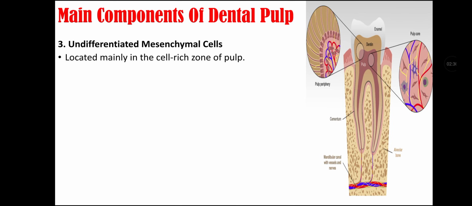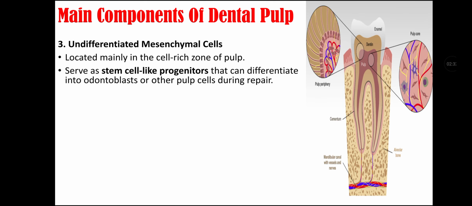Third cellular component of dental pulp is undifferentiated mesenchymal cells. They are located mainly in the cell-rich zone of the pulp. They serve as stem-like progenitors that can differentiate into odontoblasts or other pulp cell types during repair.